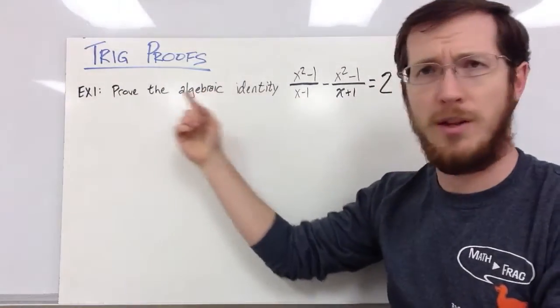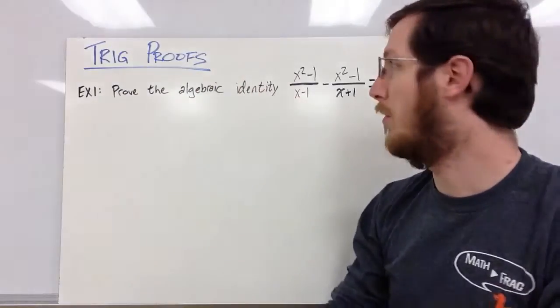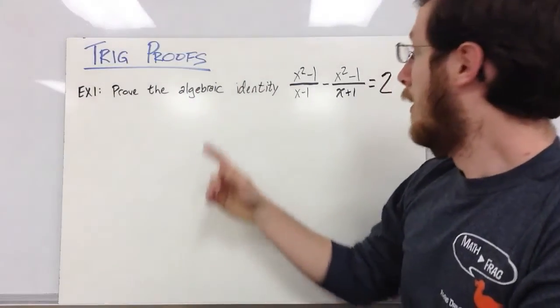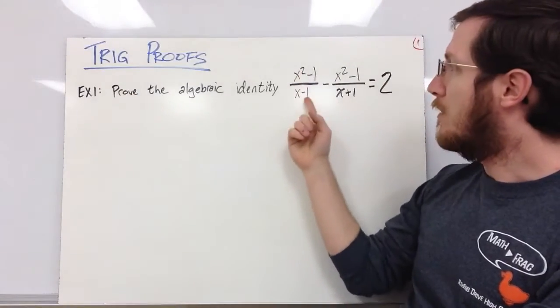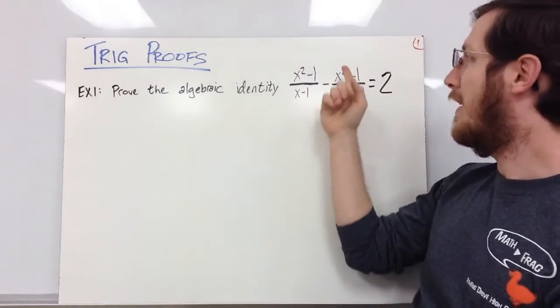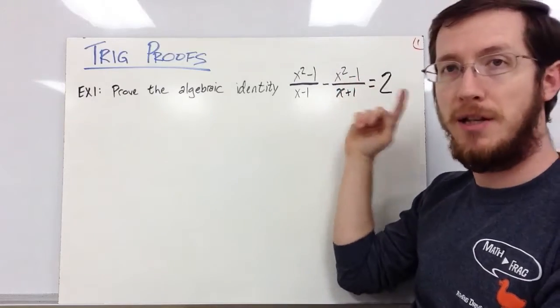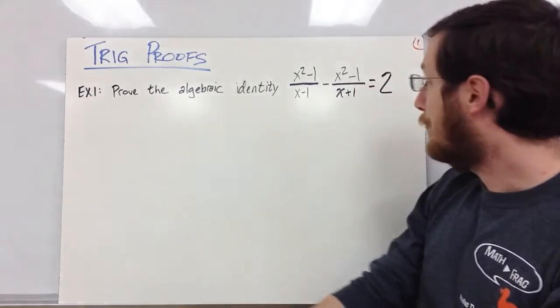So we're going to start off with the algebraic proof to kind of see the form of what our trig proofs are going to look like. Example 1, we're asked to prove the algebraic identity x squared minus 1 over x minus 1 minus x squared minus 1 over x plus 1 equals 2.